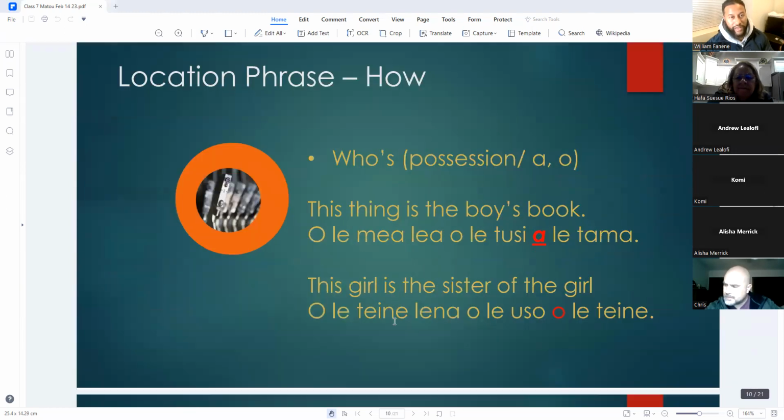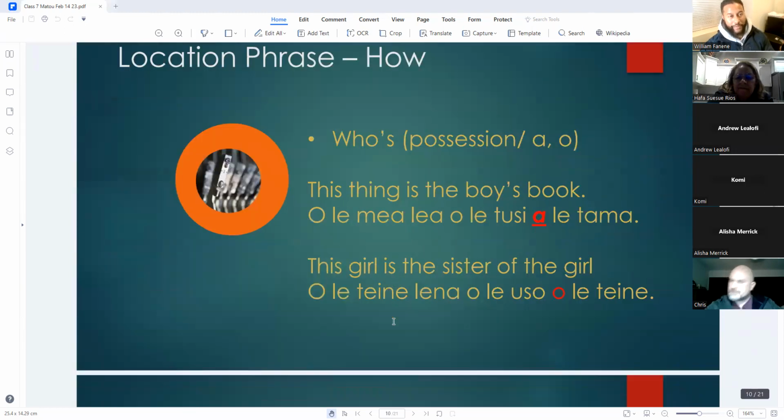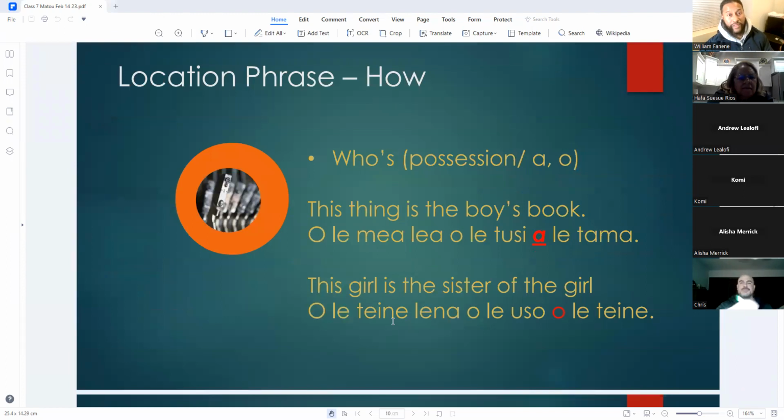I know I'm flying, we're kind of going faster now. And then here's another one. So whose stuff is it, or whose possession? And we talked about A class stuff and we talked about O class stuff.